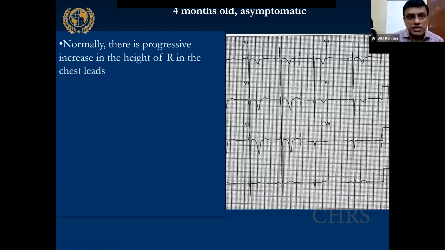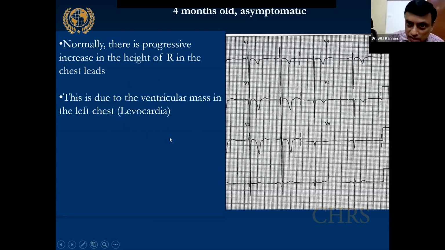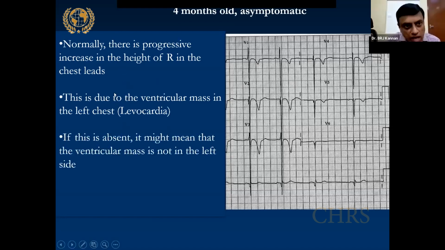See, normally there's a progressive increase in the height of R from V1 to V6, isn't it? The R keeps on increasing. This is because of the ventricular mass on the left side, because of the levocardia. Now, suppose that particular child does not have the ventricular mass on the left side, then there won't be any progression of the QRS. So if the normal progression of the R height is absent, it might mean that the ventricular mass is not on the left side. That means when you have this finding, this could mean either mesocardia or dextrocardia.